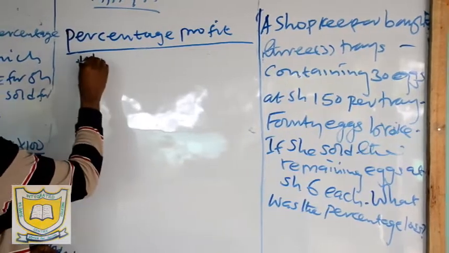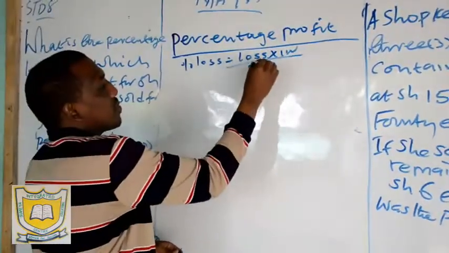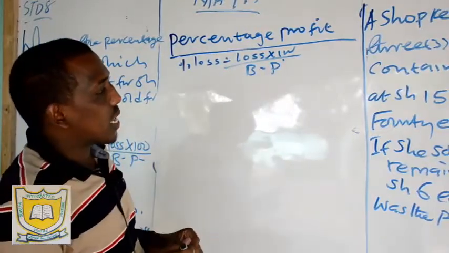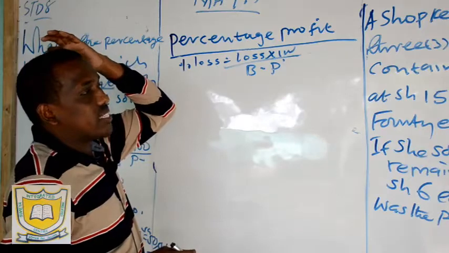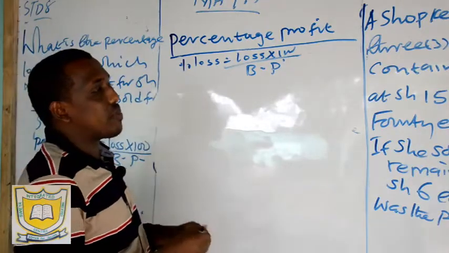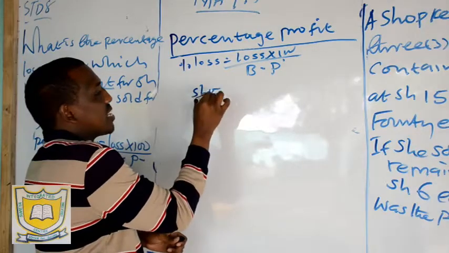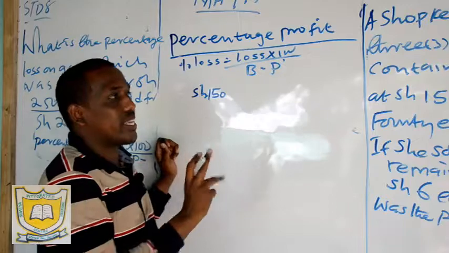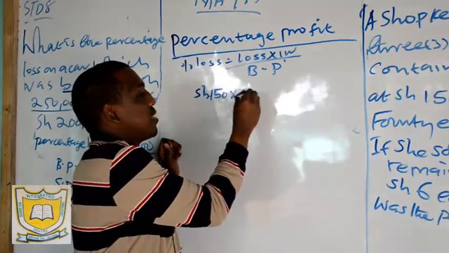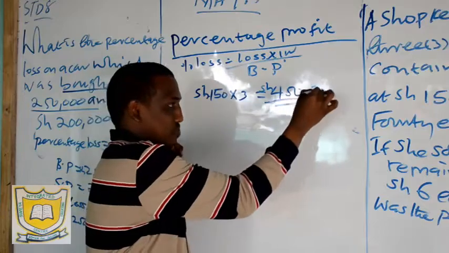Percentage loss is equal to loss multiplied by 100, all over the buying price. That's what we said. You are told the shopkeeper bought 3 trays at shillings 150 per tray. How many trays? There were 3 trays. So 150 times 3, here you will get 450 shillings. That is the buying price.